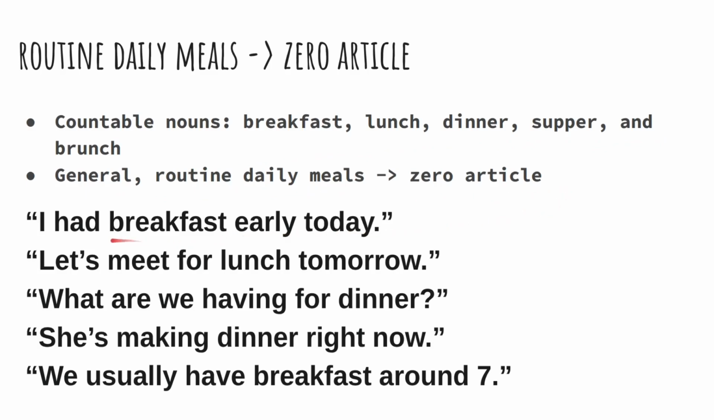I had breakfast early today. Let's meet for lunch tomorrow. What are we having for dinner? She's making dinner right now. We usually have breakfast around 7. Notice how in all these sentences, we're talking about meals as routine experiences, not individual events. The meals are not countable in this context. This is why we do not use a or the. So, whenever you're referring to a meal as part of a daily schedule or habit, no article is needed.